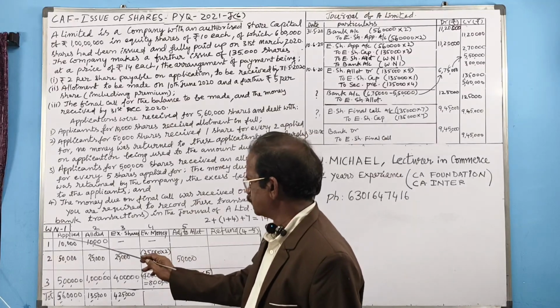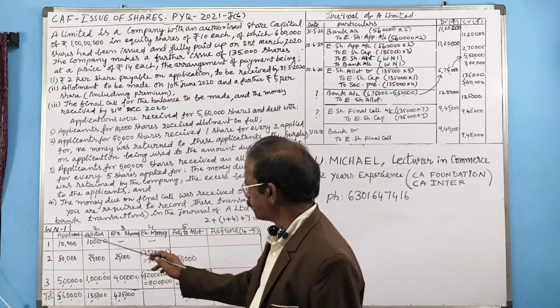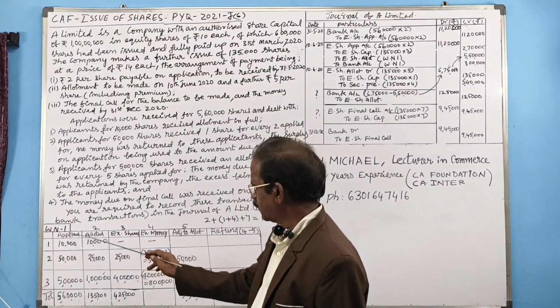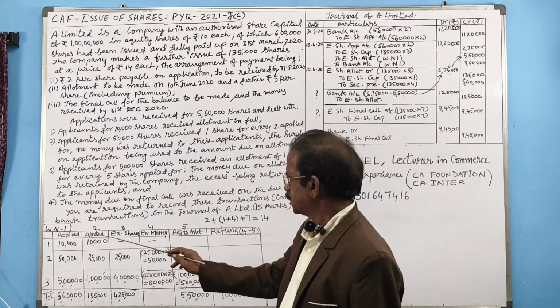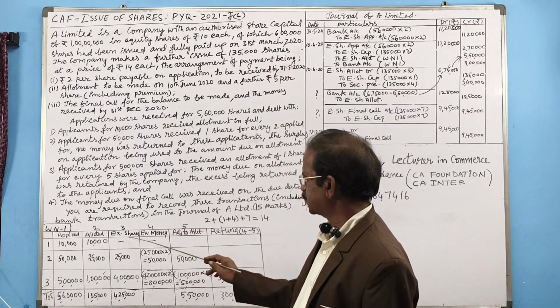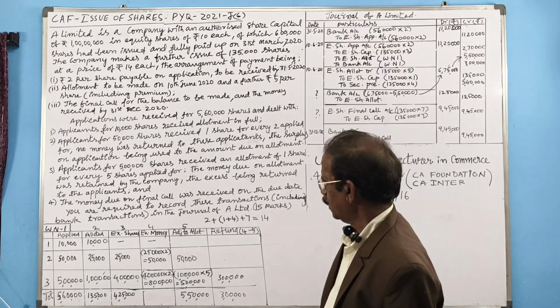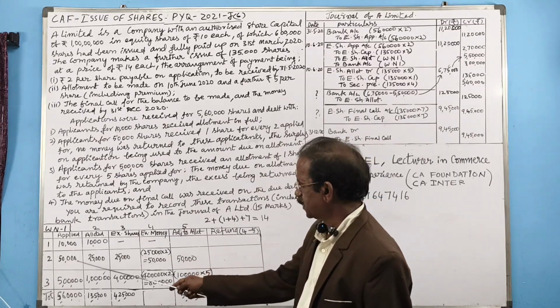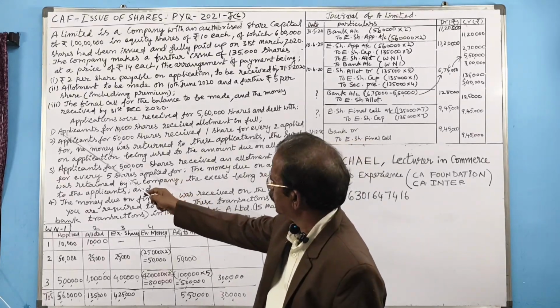You make these columns. Applied. You must write shares applied, but because of space problem, I wrote only applied. This is shares allotted. This is excess shares applied for. Now you need to fill these 3 columns. How? Take this first point.